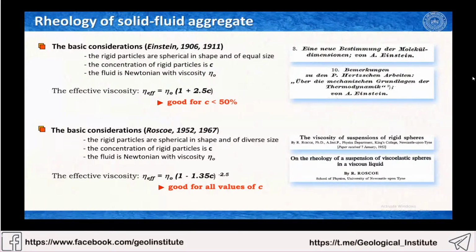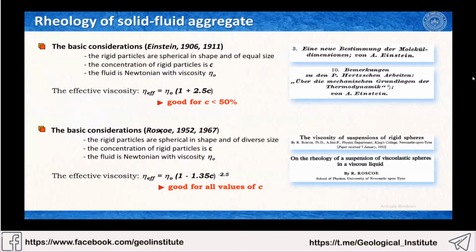They are spherical in shape and equal size. And if their concentration is C and the fluid or the melt, you can consider the viscosity is eta 0, then the effective viscosity of the aggregate is given with this linear equation. And people showed experimentally that this holds good when the concentration of rigid particles is less than 50%.